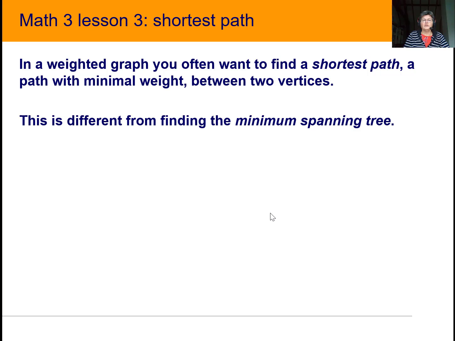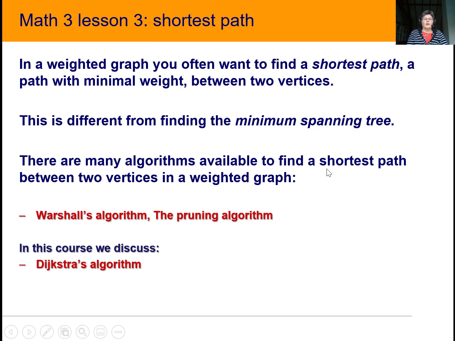Another puzzle which needs to be solved quite often is to find the shortest path in a weighted graph. And it's not a complete tree, but you want to find a route from one vertex to another vertex. A lot of algorithms are available. If you're interested, you could check out Warshall or pruning algorithm. But what we are going to discuss in this course is Dijkstra's algorithm.